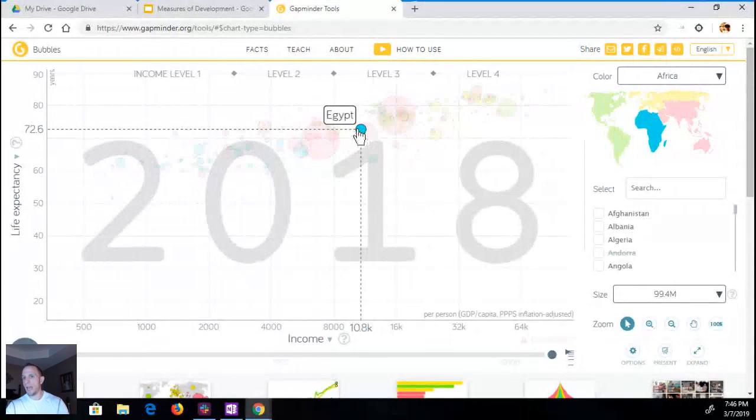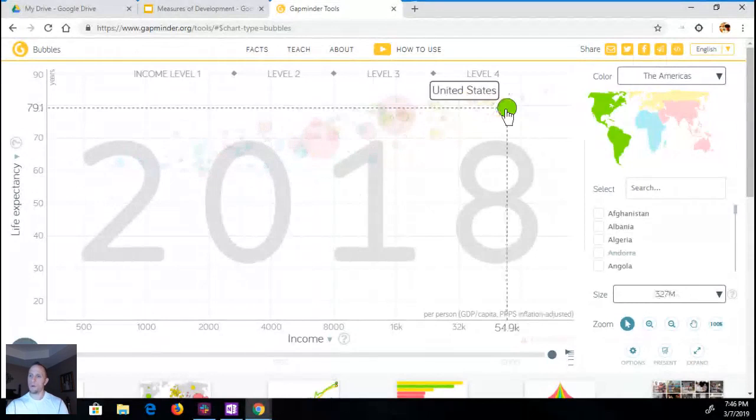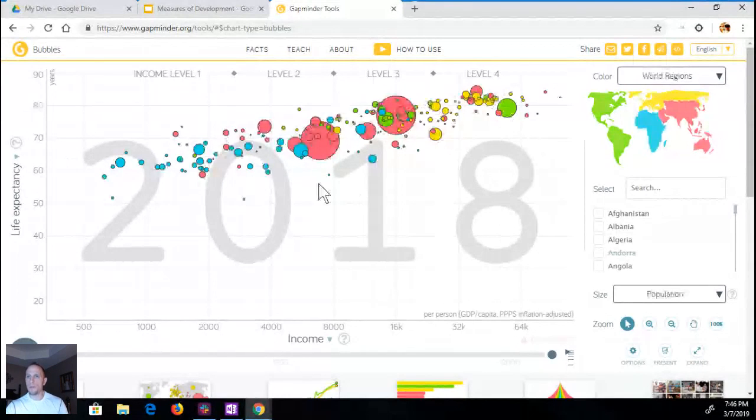10,000 or 10,000, I'm guessing that's GDP. There you go, GDP per capita. That's really not as much when you look at countries like the United States, where our GDP per capita is 54,000. You see the difference here? So the lower the income, the lower the life expectancy.